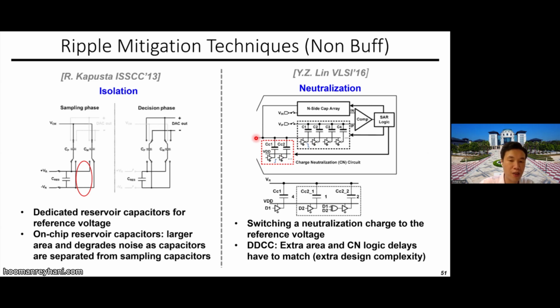However, this method actually requires very accurate control. Remember, when you're switching this down, you have to instantaneously switch this on at the same time, so that it cancels the ripple. Otherwise, this ripple will still be there, and you either compensate too much or cannot compensate enough, then in the comparison, you still get this error.